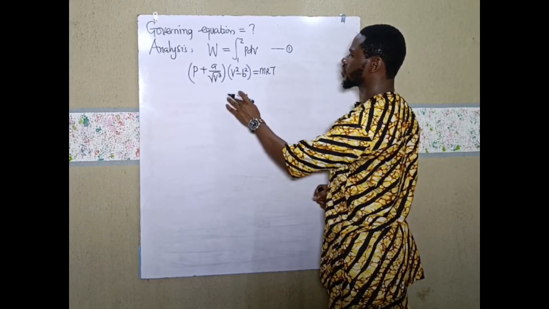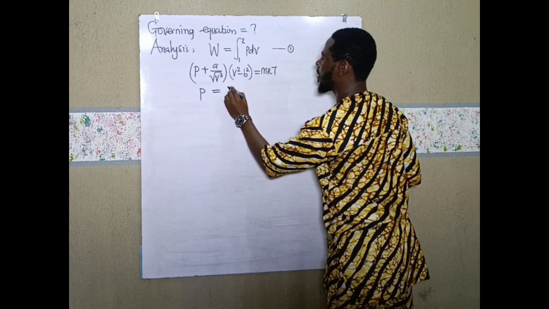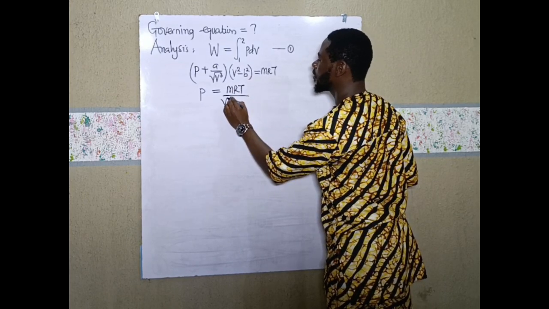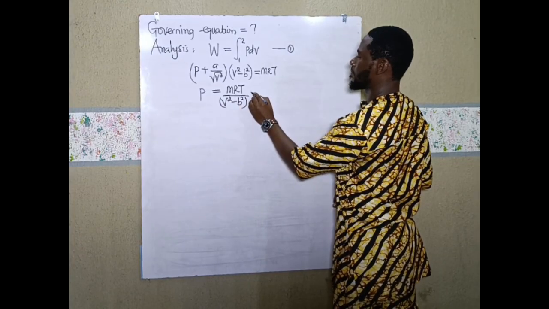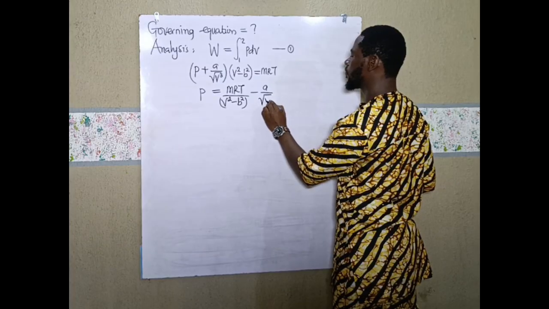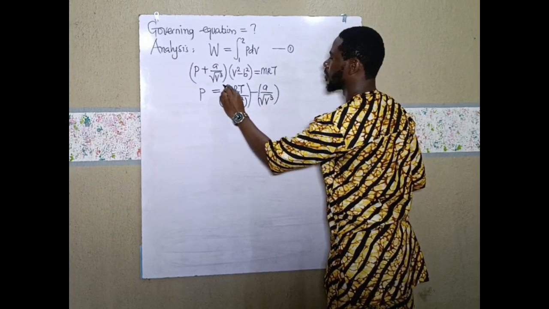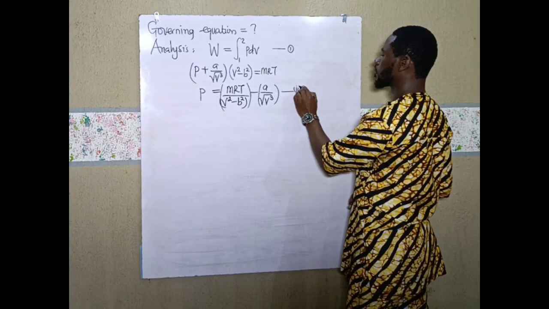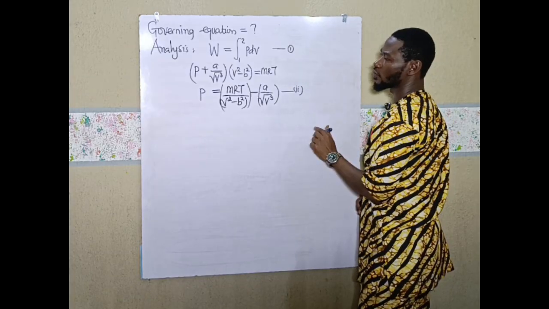We make P the subject of the formula in this case. P equals MRT divided by V square minus B square, minus A over square root of V raised to the power of 3. Name this as equation 2. Substitute P in equation 2 into equation 1.